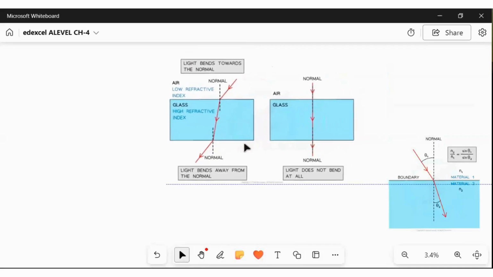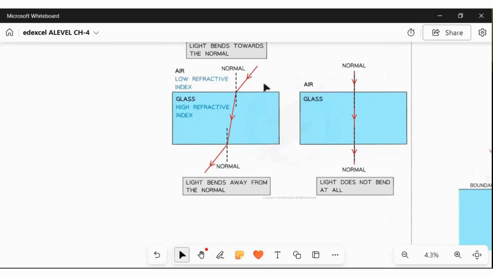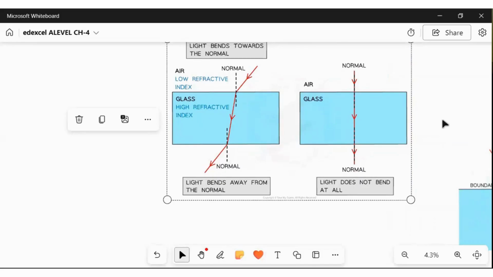For example, take this diagram. During reflection, what have we studied? We have studied only with respect to the air medium, correct? The reflection is happening only with respect to the air medium. But with respect to refraction, what is happening? We will see now. Why is it called refraction?